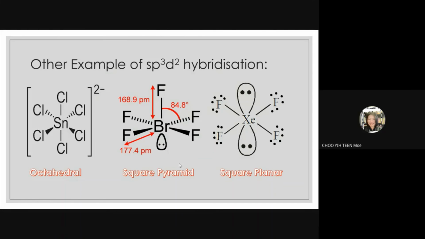Try it out. You just screw one of the bonds into the bond. So what is the shape you get? Is it square pyramid? Right. So let's try out.